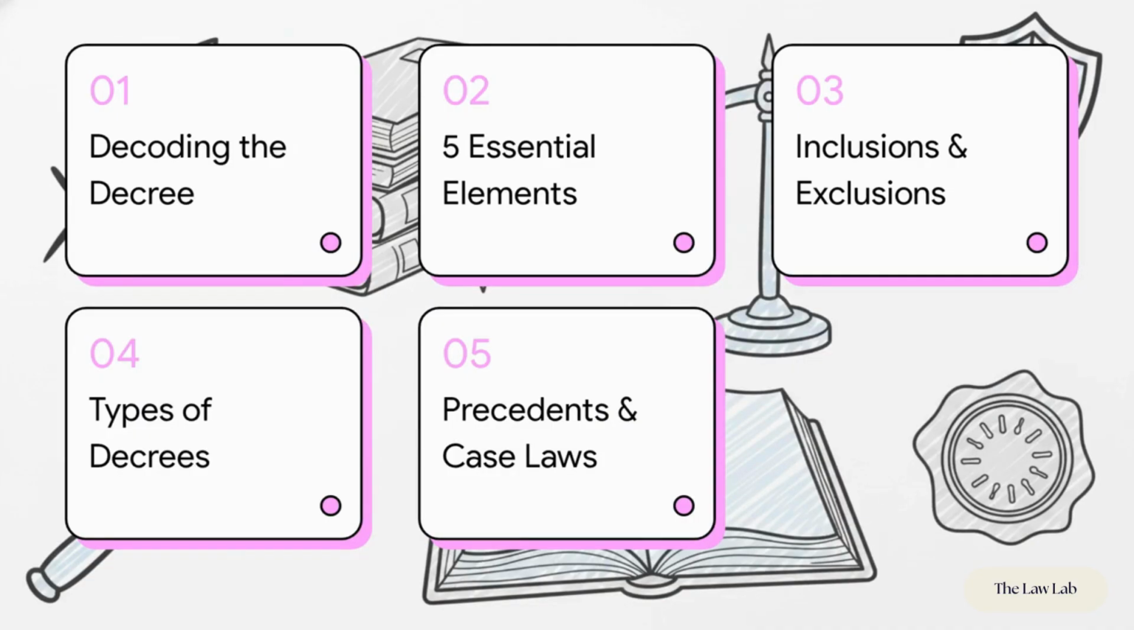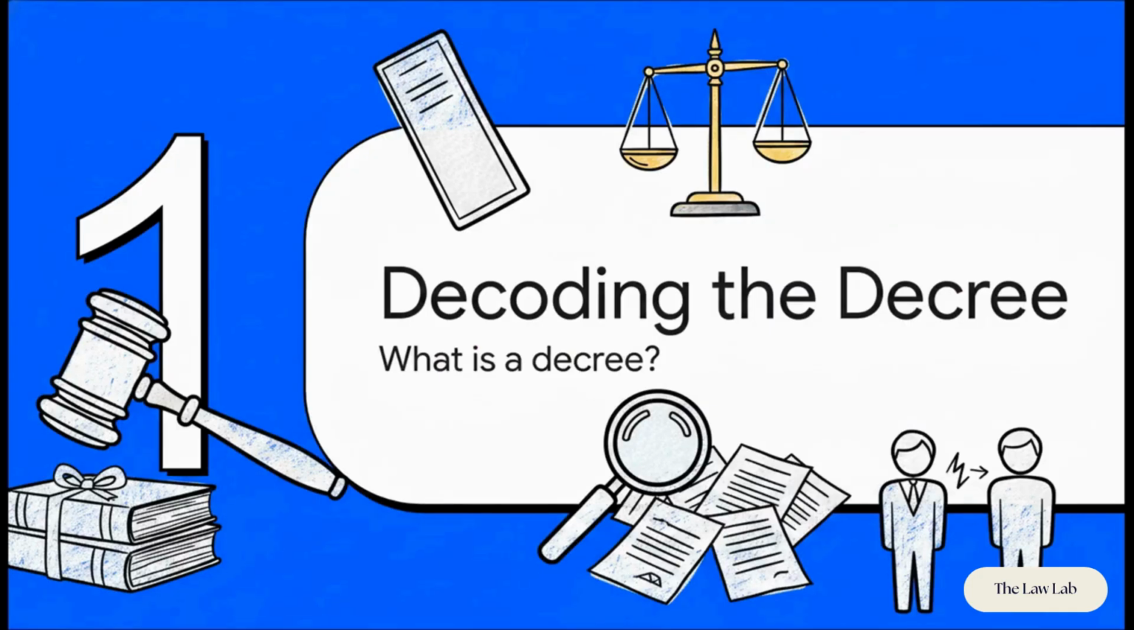Here's our roadmap. We're going to decode the decree, look at its 5 essential elements, figure out the inclusions and exclusions, break down the types, and then lock it all in with some real-world case laws. Section 1, Decoding the Decree.